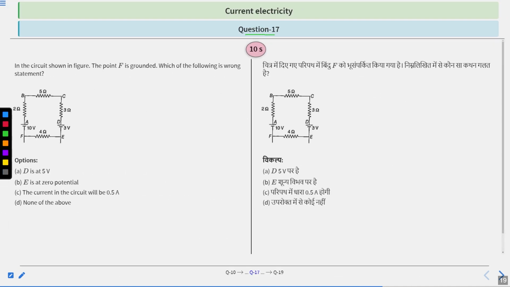Question 17. In the circuit shown in the figure, the point F is grounded. Which of the following is a wrong statement? Based on this circuit, you have to find the wrong statement. Option A, D is at 5 volts. Option B, E is at 0 potential. Option C, the current in the circuit will be 0.5 ampere. And option D, none of the above. You have 10 seconds to solve this question. After 10 seconds, we will provide the solution.